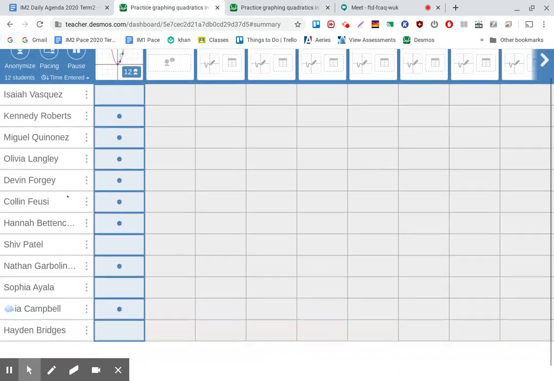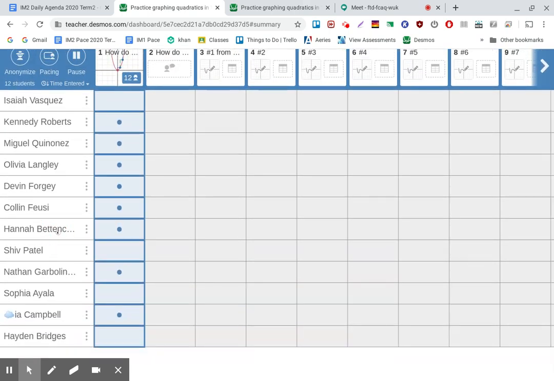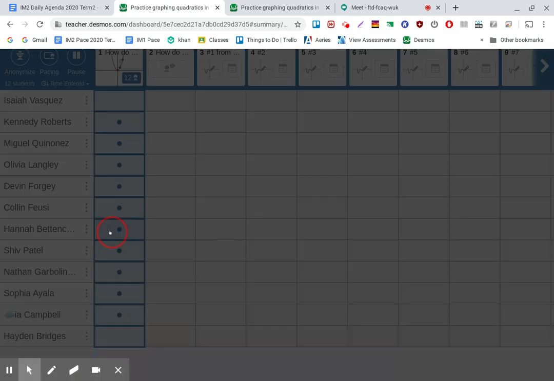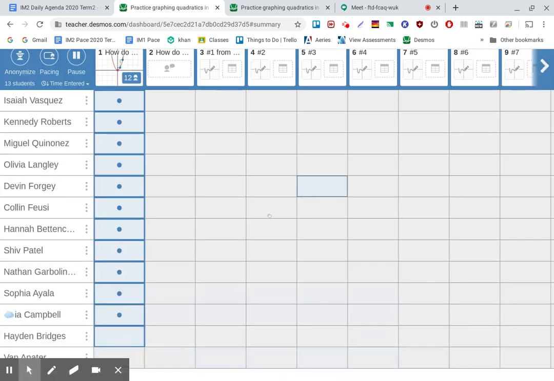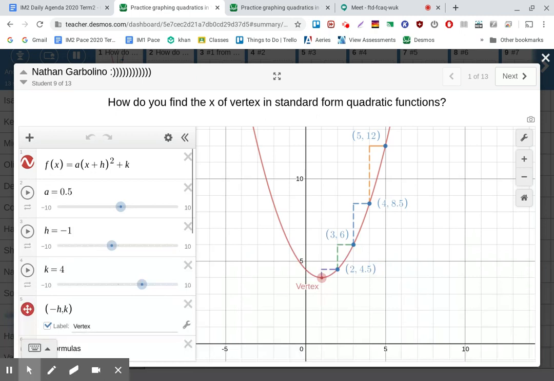Let's see, Hannah. I can see where you're at. So on A, type in 0.5, and then what happens to all those steps? Let's see if anybody else did that one. Nathan, did you put a 0.5 in that one? Yeah, see, there it is, right? So they got cut in half. Does that make sense?